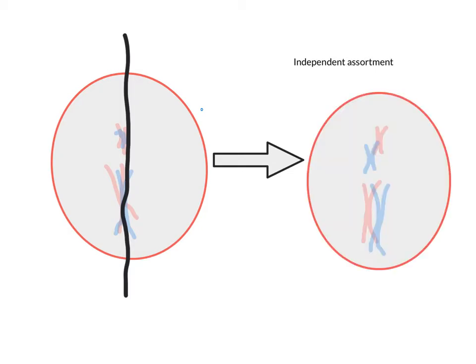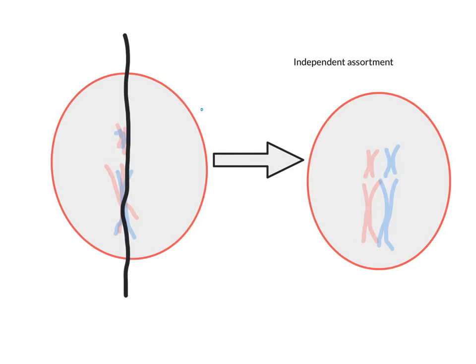To clarify independent assortment, what it means is instead of getting all the paternal chromosomes, so I've put the paternal, or the ones from the father, in blue, and the maternal are the red ones. So they don't line up in order of paternal in blue over here on one side, and then maternal in red on the other side. That would greatly reduce the variety that each gamete would end up with. Instead, homologous pairs line up randomly.